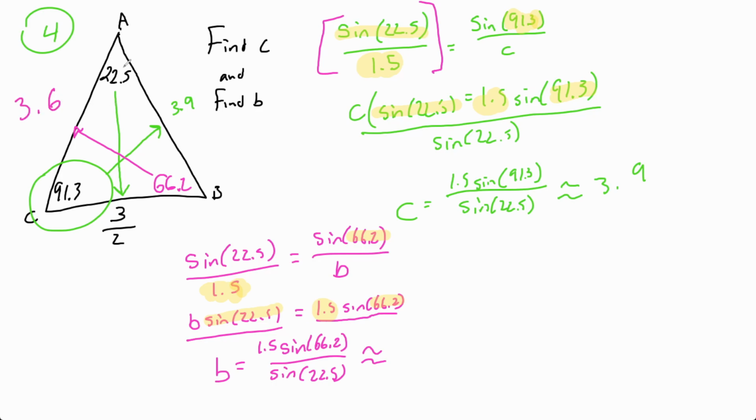Let's see. And just a quick check, a quick inequality, right? 22.5, smallest angle, smallest side. The medium angle, I don't know what to call it, mid-size angle, 66.2, 3.6. 3.6 fits between 1.5 and 3.9, so that's great. Greatest angle, greatest side length. So that's a reasonable answer.